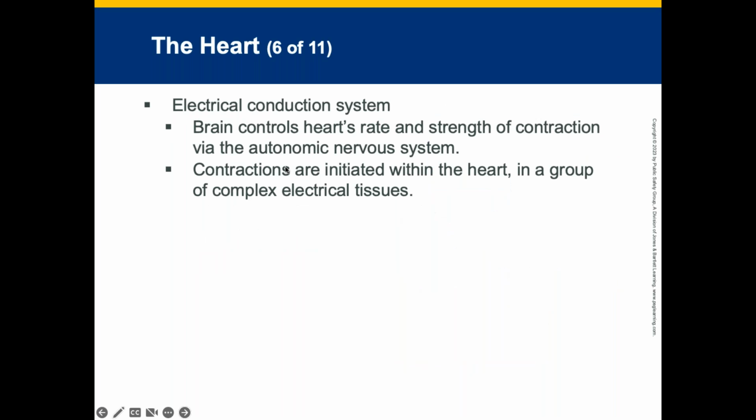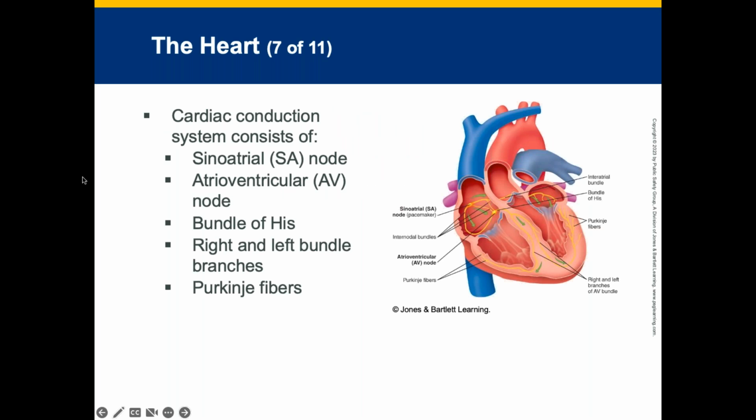As far as the electrical conduction system goes, there's mechanical pumping action of the heart that occurs in response to electrical stimulus. This is what helps pump our heart. Right? We have the fluid inside, we have the vasculature, but we have to have an electrical conduction system to push that fluid out. The brain primarily controls the heart's rate and strength of contractions by the autonomic nervous system. Contractions are initiated within the heart itself in a group of complex electrical tissues that are part of the conduction system. Let's break that down.